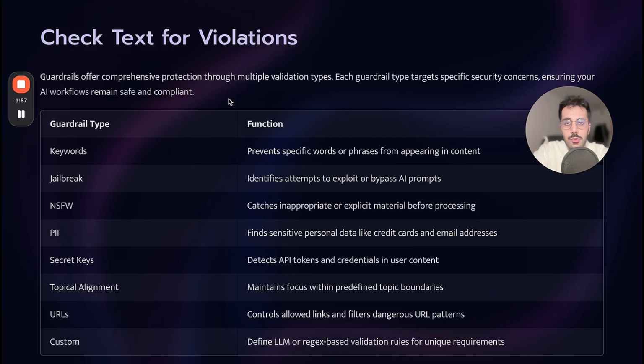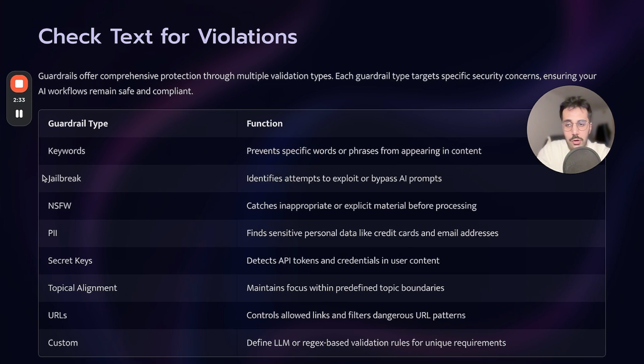So before we jump into N8N and I walk you through some examples, I'm going to explain what kind of guardrails we have. The first one is keywords, and the keywords guardrail ensures that a specific keyword or multiple keywords are not allowed to be passed to the next node, whatever node that might be.